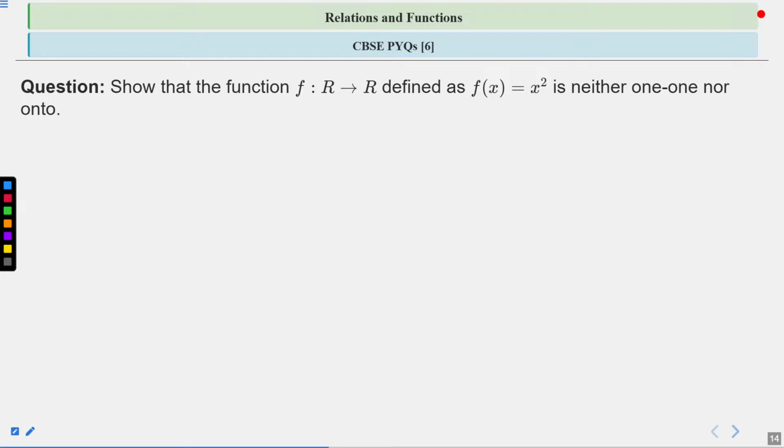Next question says, show that the function f from R to R defined as f(x) = x square is neither one-one nor onto function, right? We basically have to prove that f(x) defined from R to R, f(x) = x square, is neither one-one nor onto. So again, what is a one-one function and what is an onto function?